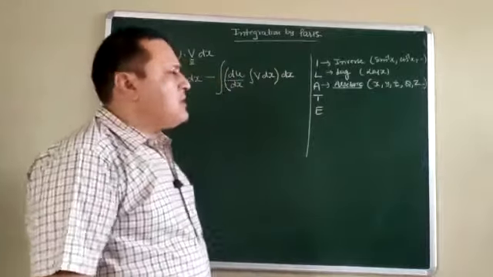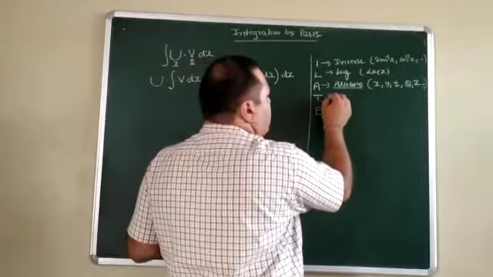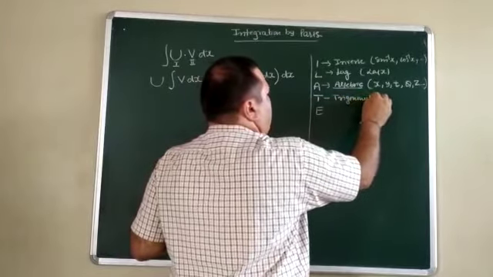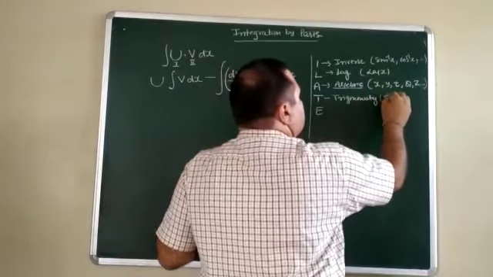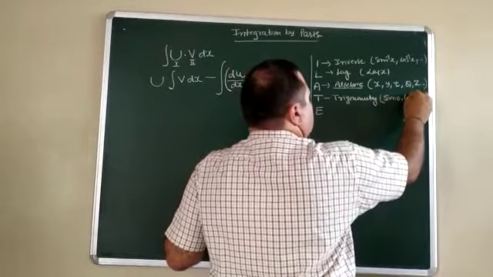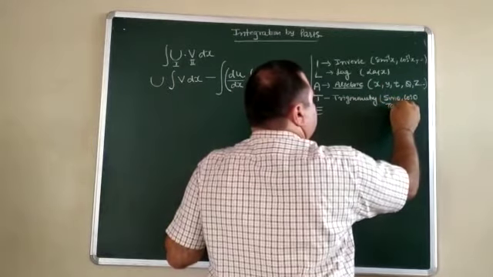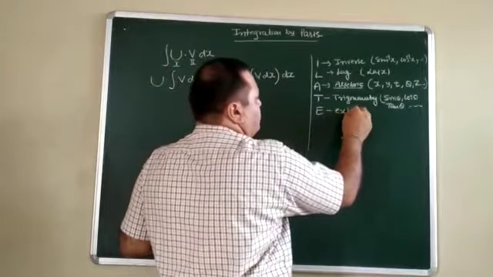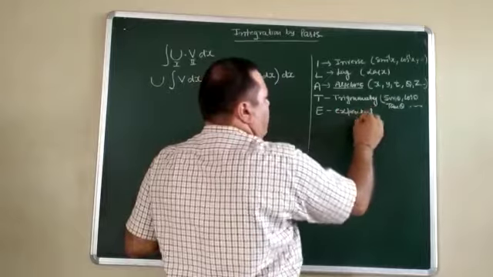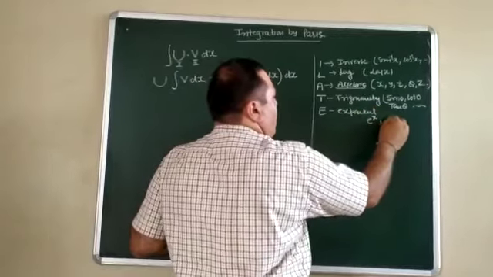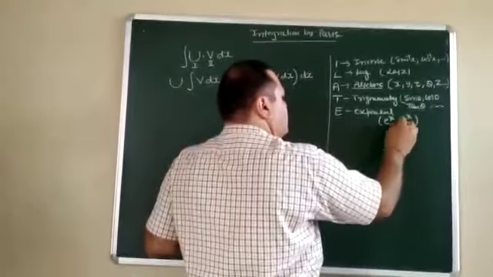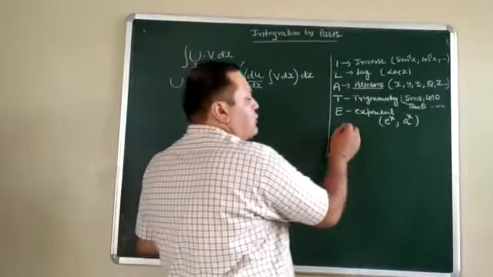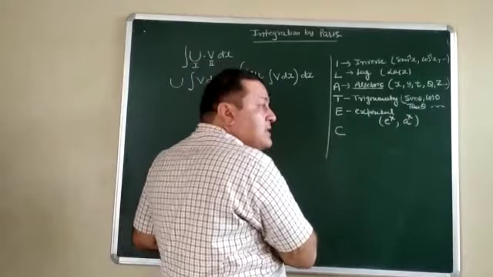Whichever the statement gives. T means trigonometry. Trigonometry means functions of sine, cos, tangent, etc. And E means exponential. Exponential means e to the power x or a to the power x. So these are the functions, and there is one more last function, which is not mentioned in your book, that is called C.